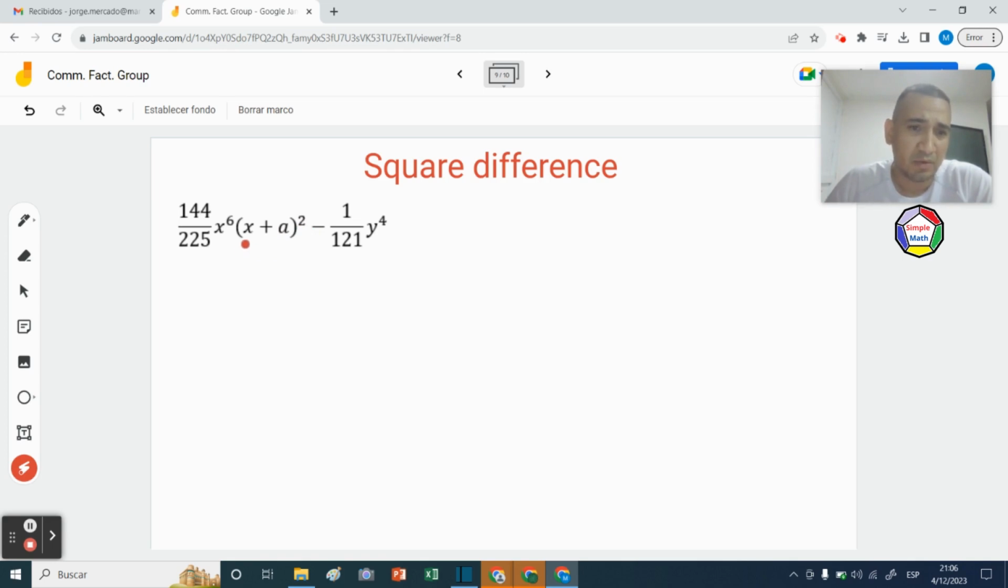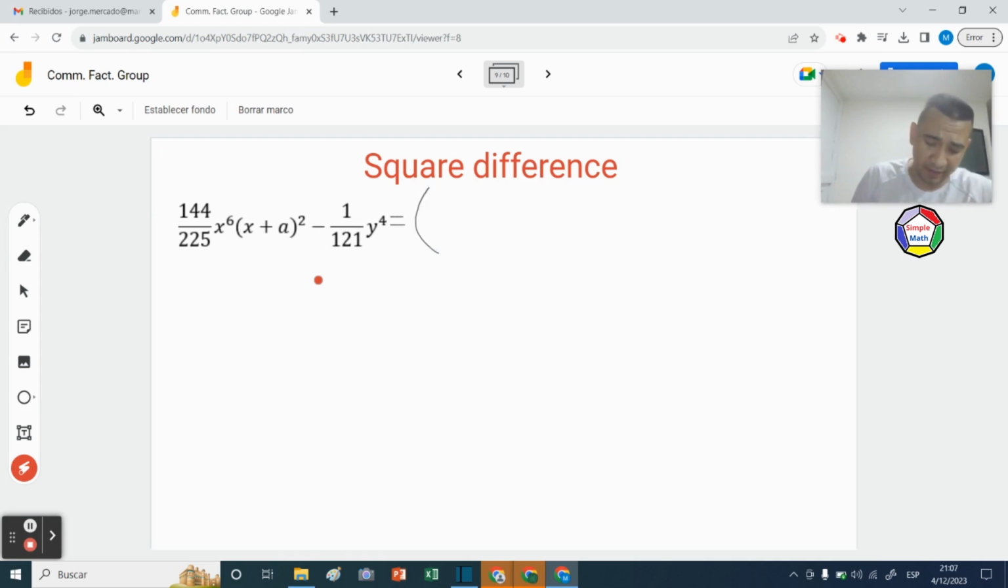So we can get the square root, like the parenthesis. 121 also has a square root, which is 11. 1 has a square root, which is 1, and y exponent 4 has a square root, which is y raised to the second power. So let's apply the process. What is the process we apply? We open two parentheses.